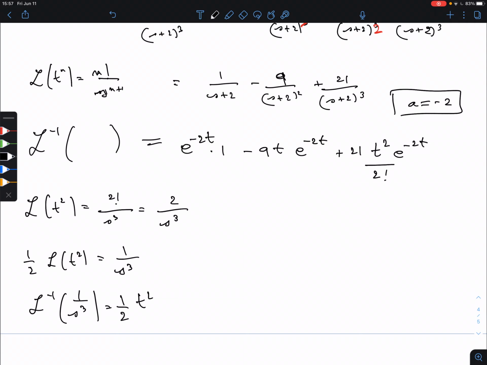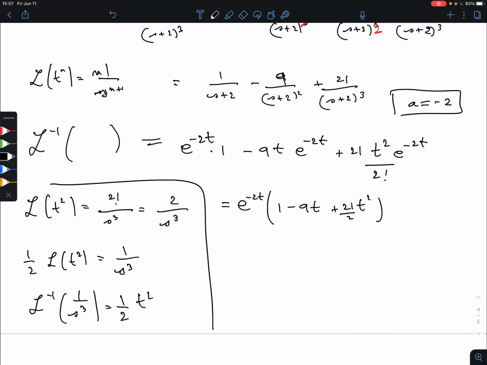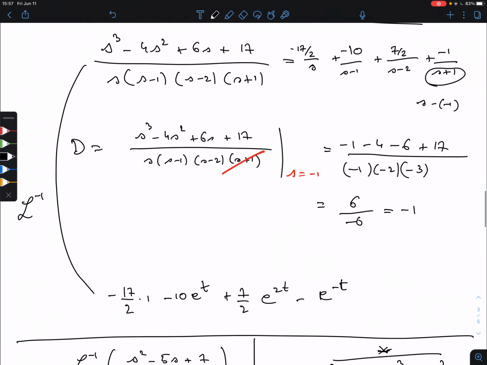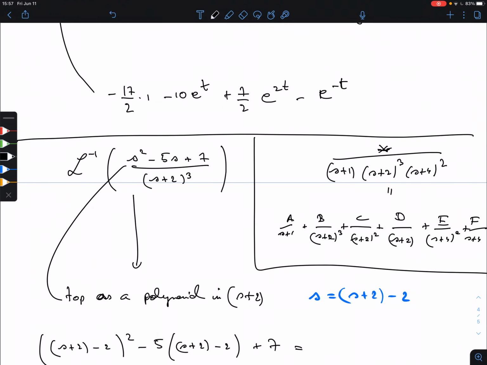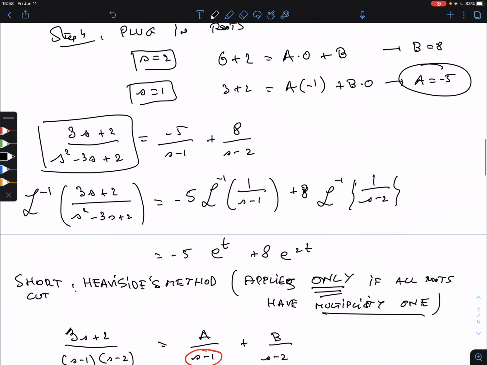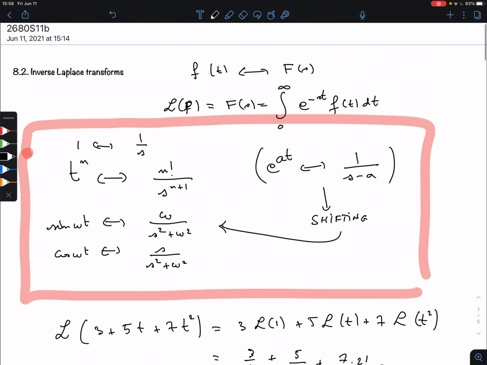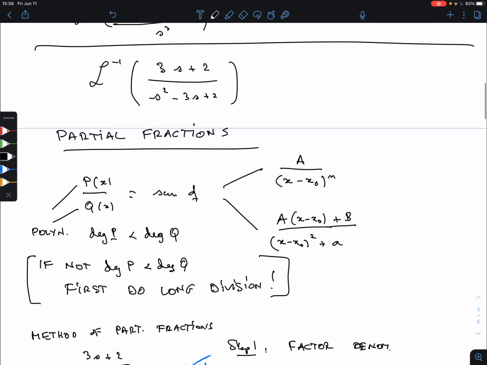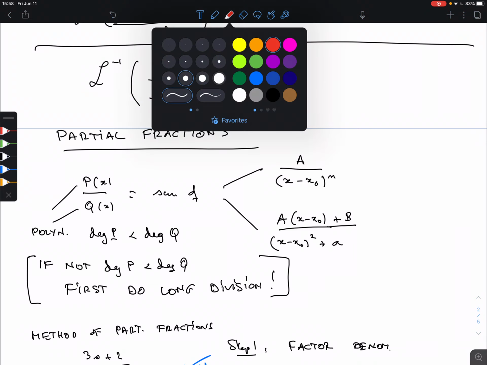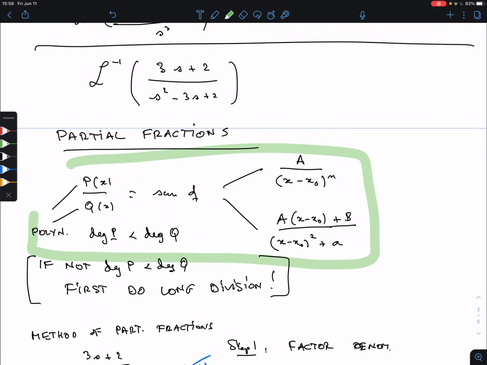And as I said, since this all has the same term, we can factor it out. So you get e to the minus 2t times (1 minus 9t plus 21 t squared over 2). And there you have your inverse Laplace. Now, these are the partial fractions here.